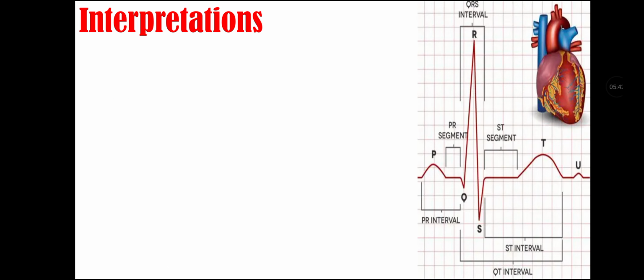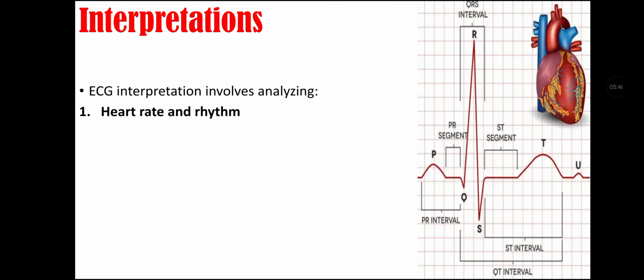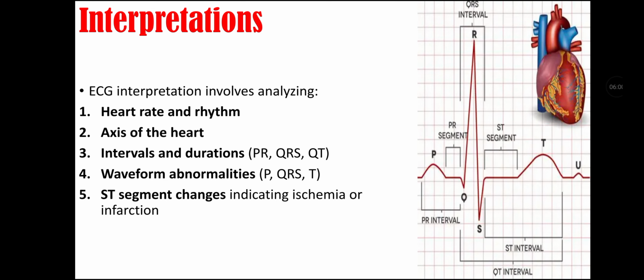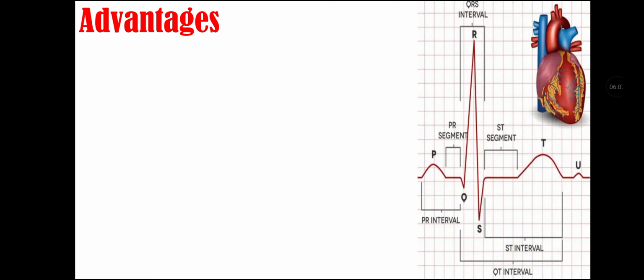Interpretation of ECG. ECG interpretation involves analyzing heart rate and rhythm, axis of the heart, intervals and duration like PR interval, QRS interval, and QT interval, waveform abnormalities, ST segment changes including ischemia or infarction, and presence of arrhythmias or conduction block.